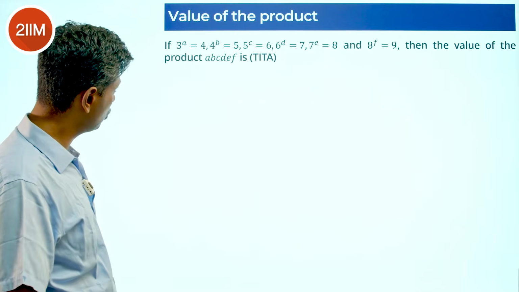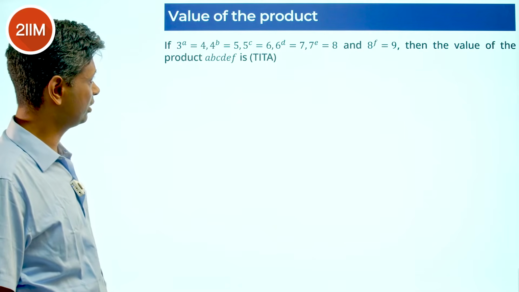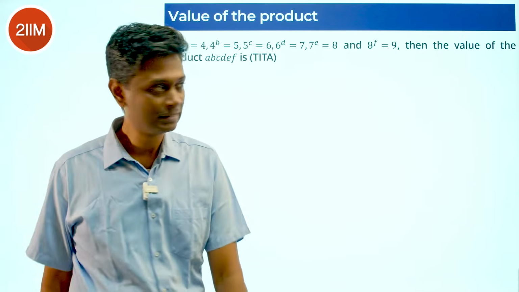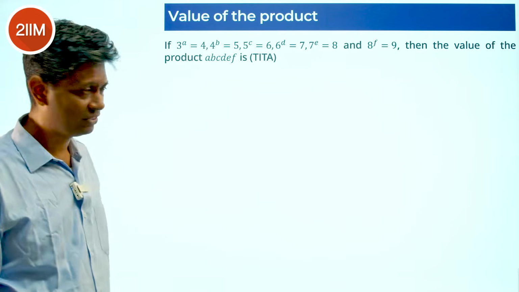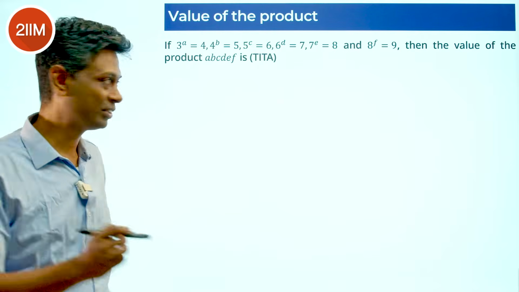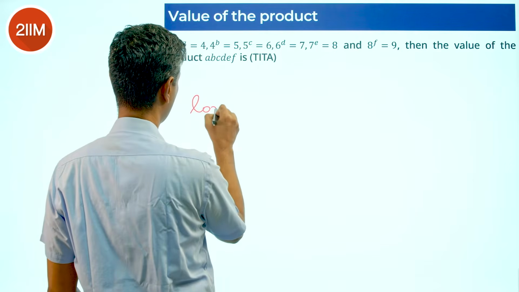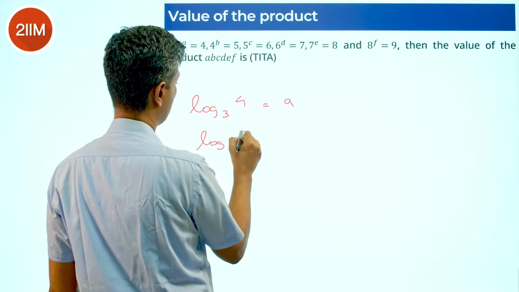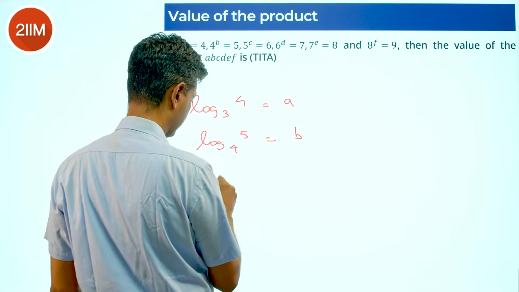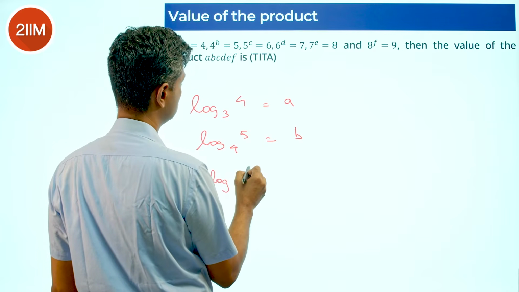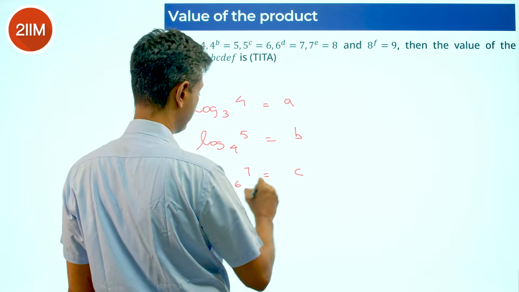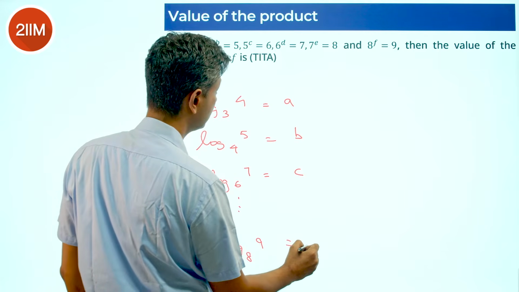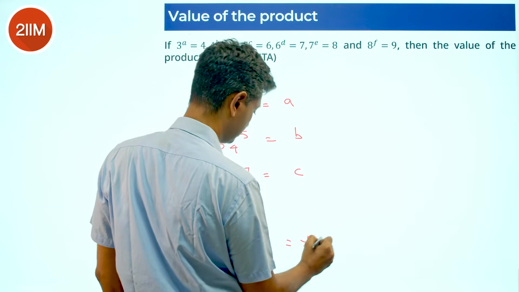If 3 power a is equal to 4, 4 power b is equal to 5, 5 power c is equal to 6, 6 power d is equal to 7, 7 power e is equal to 8, 8 power f is equal to 9. Then the value of a, b, c, d, e, f. So fine. So I'm going to reframe this. So log 4 to the base 3 is a. Log 5 to the base 4 is b. Log 7 to the base 6 is c. All the way till log 9 to the base 8 is f.